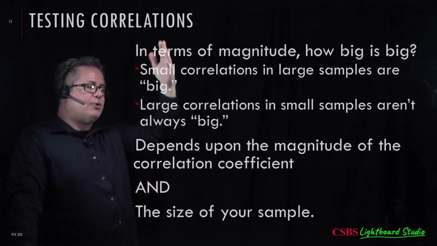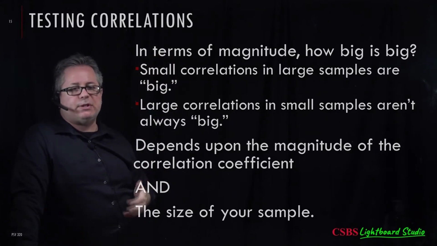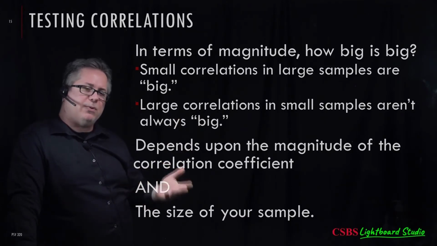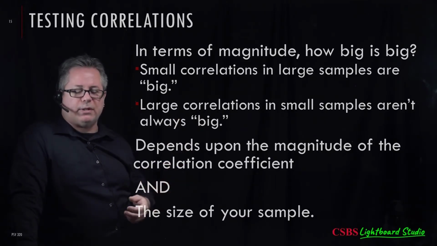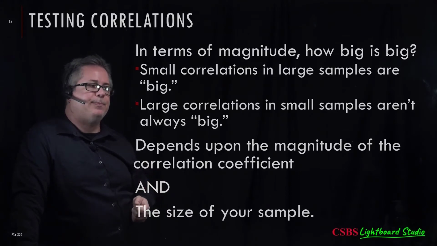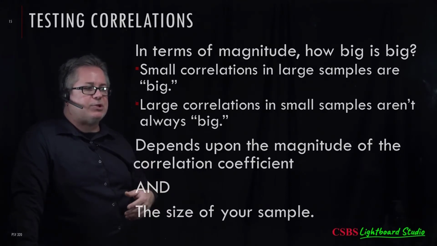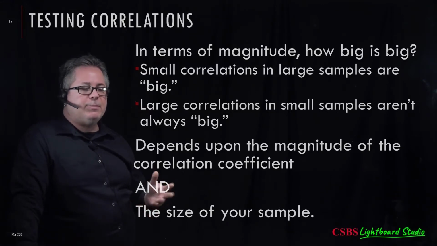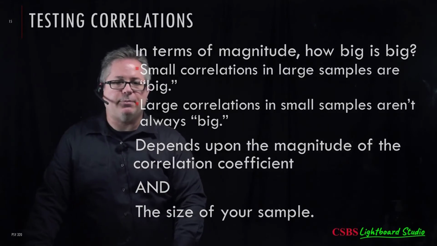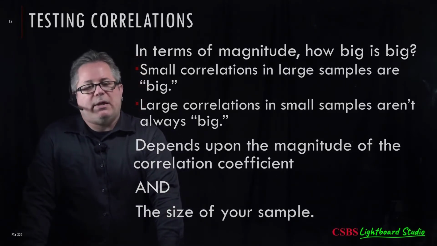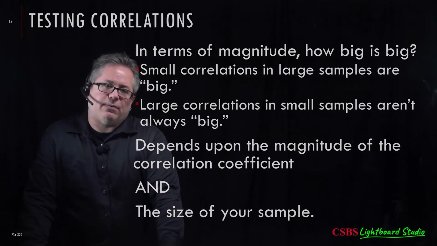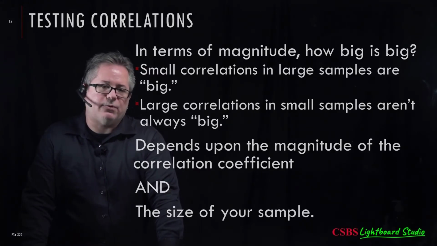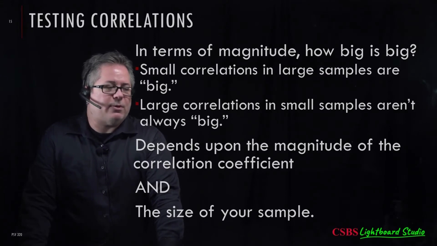So to do that, we're going to be able to test the correlation, to see if the correlation is significantly large. In terms of magnitude, how big is big? How big a correlation do you have to have before you can consider it a substantial correlation? The problem is that small correlations in large samples could be quite meaningful. Even though they're small numerically, because they're coming from a large sample, they can be meaningful. In the same way, large correlations in small samples could just be random variation, random noise, and may not mean very much at all.